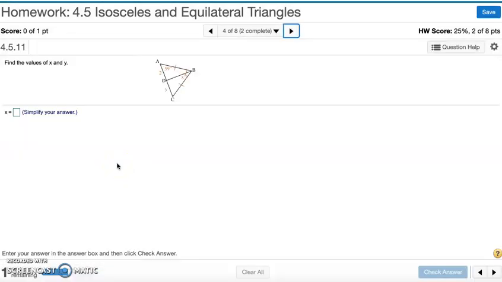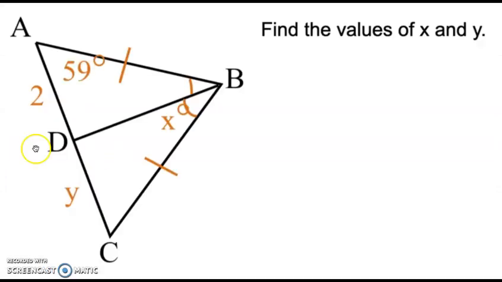Number 4, find the values of x and y. So let's take a closer look at it. So looking at this, y is going to be equal to 2 because the angles across from them are equal. So y is going to be 2. To find x, we notice that these two sides are equal to each other, so the angles across from them are equal. So that means both of these are going to be 59.